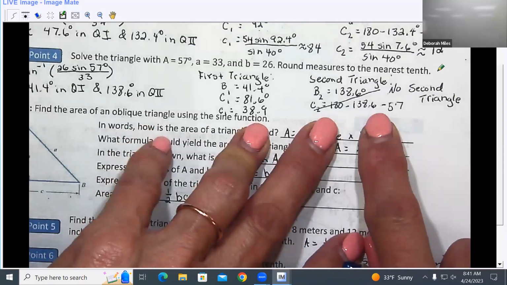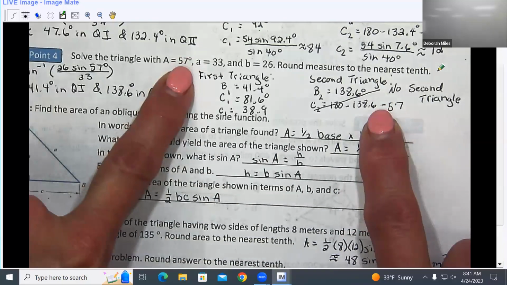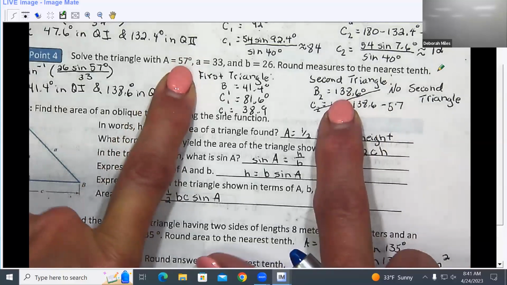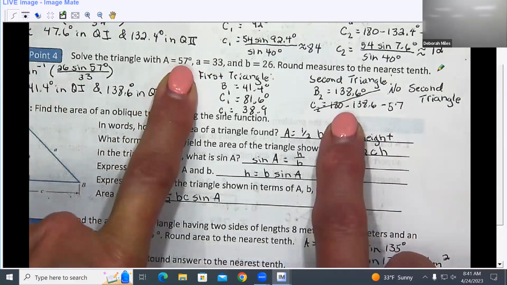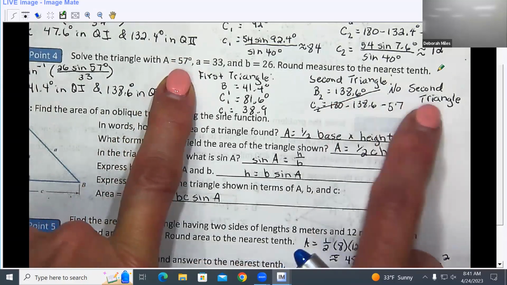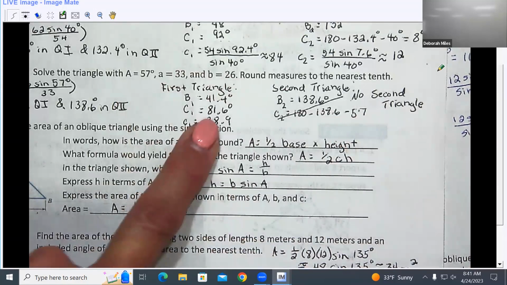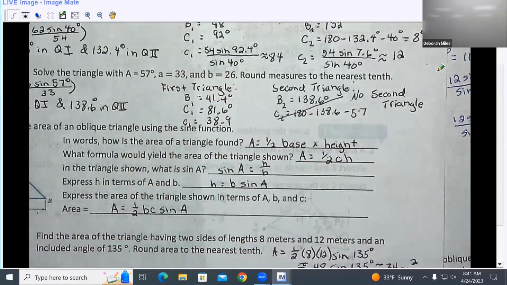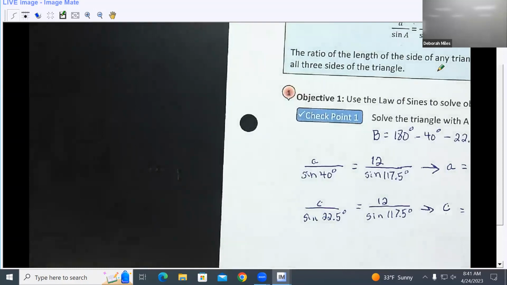But when I went to find the parts of the second triangle, I already had A is 57 and B is 138. That leaves no room for an angle C. So you can just quit right there and say there's only one solution, and it's the first triangle. All right, let's skip that one. I think y'all will be able to handle it if you saw it in the homework. You might not anticipate it's coming, but as soon as you subtracted the other 2 angles from 180 and got a negative, you would know.